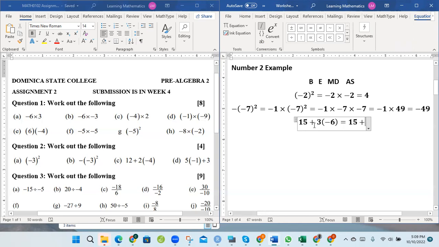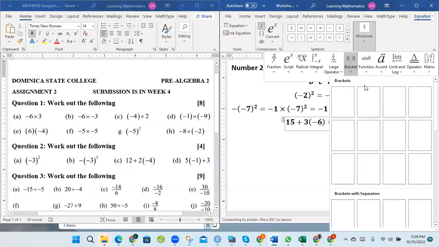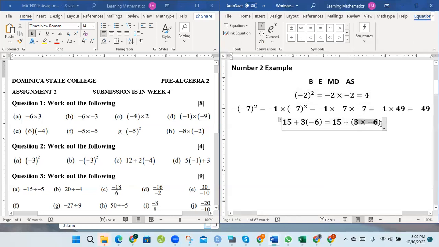You cannot say 15 plus 3 is 18. No, that would be wrong because you'd be adding before you multiply. 3 is multiplying to negative 6. Just write it out. So we must do this first. We must do the multiplication first before we do the addition. Multiplication comes before addition. So we carry this 15 plus, and 3 times negative 6 is a negative 18.